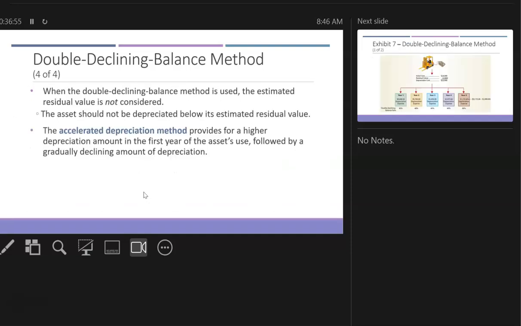When the double declining method is used, the estimated residual value is not considered except at the end. The asset should never be depreciated below its estimated residual value. This accelerated depreciation method gives more depreciation in the first year of the asset's use, and then it starts declining significantly. Okay?